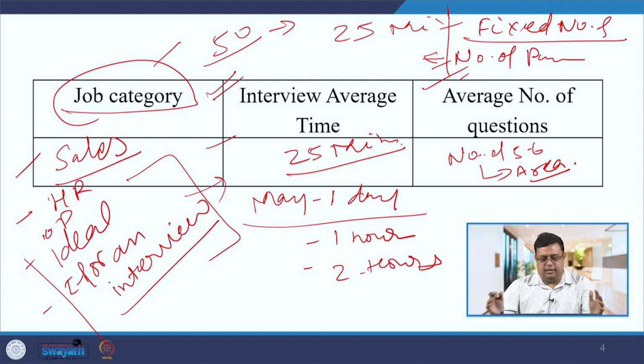So if you have these two things in your hand, the average time of interview and the average number of questions asked during the past process, department wise or job category wise, then you will be able to manage your interview process very well.